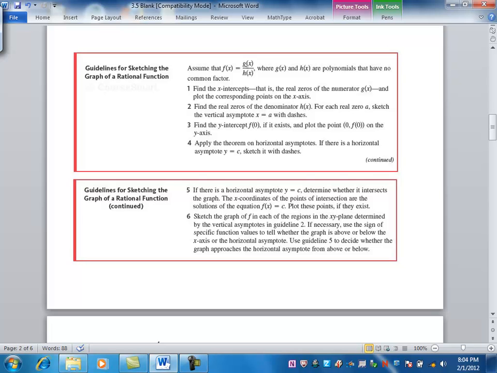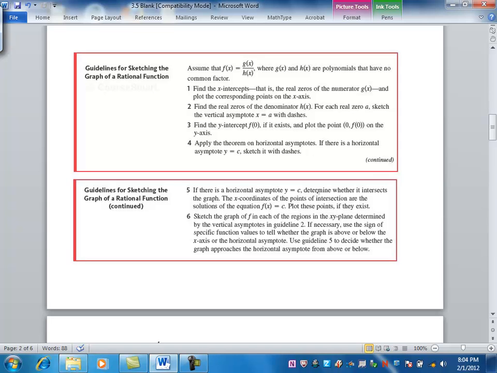So assume that f of x equals g of x over h of x, where g of x and h of x are both polynomials with no common factor. We're going to find the x-intercepts, that is where the numerator is 0. We're going to find the real zeros of the denominator, and we're going to put in vertical asymptotes there. We're going to find the y-intercept, and then we're going to apply the theorem on horizontal asymptotes.